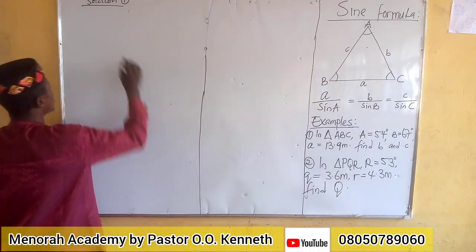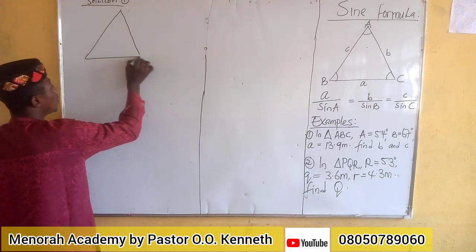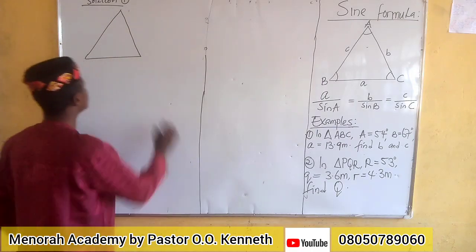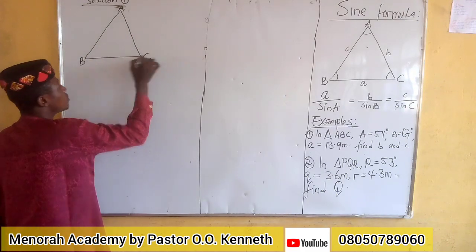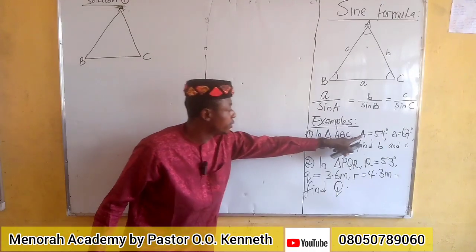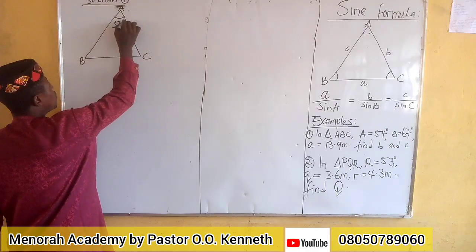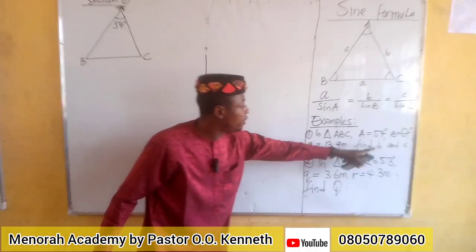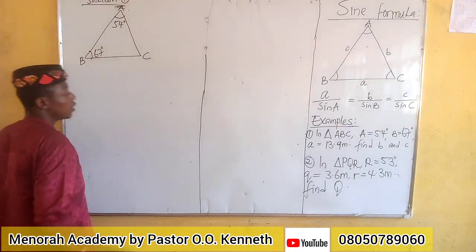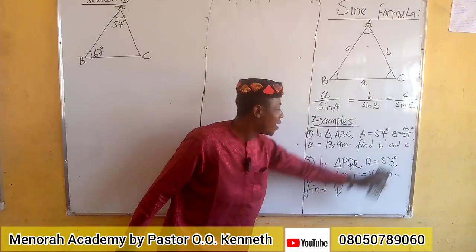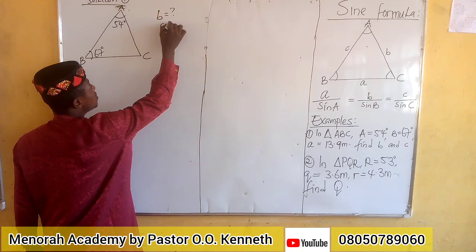Now, they say it's a triangle. So first of all, let's draw our triangle. This is going to be our triangle, and they say it is ABC. So we start with A here, and then B, and then C. The angle of A is given to be 54 degrees, so inside here will be 54 degrees. Angle B is given to be 67 degrees. Then we are asked to find b and then c. Our b is not given, and our c is not given.